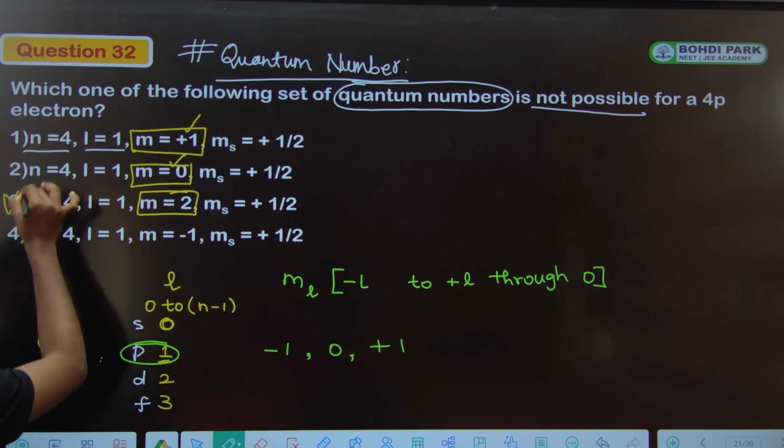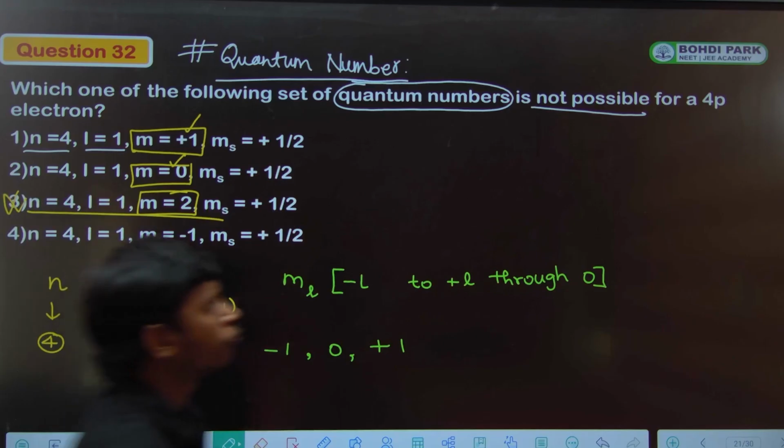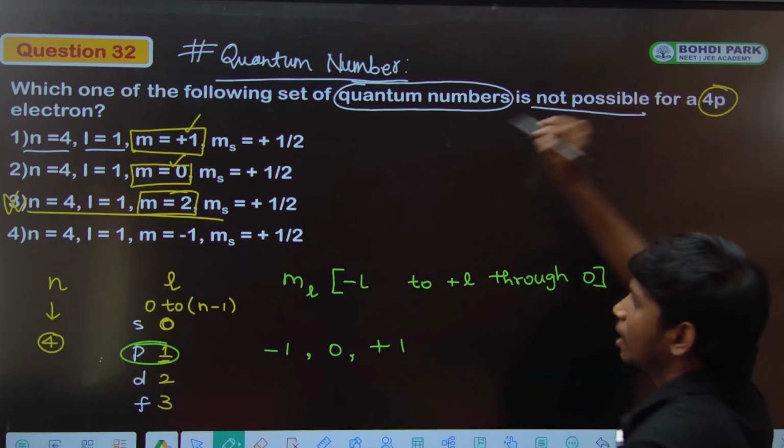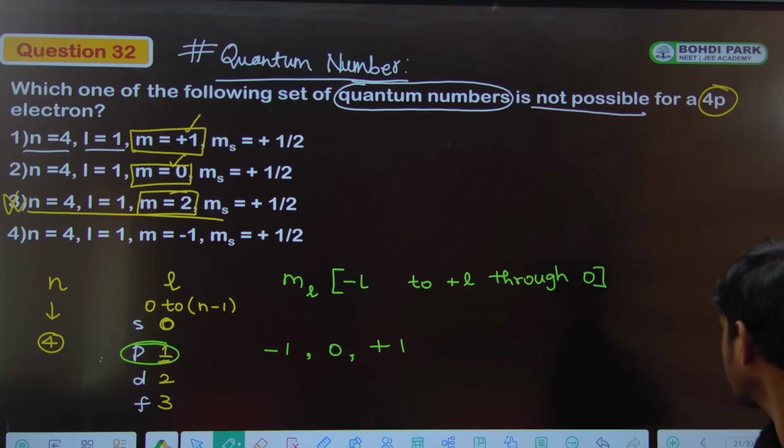So it is our wrong answer. So this is not possible for 4P. Okay, this is the orbital that has no relation to 4P, that's the only one. Okay, so you can easily determine.